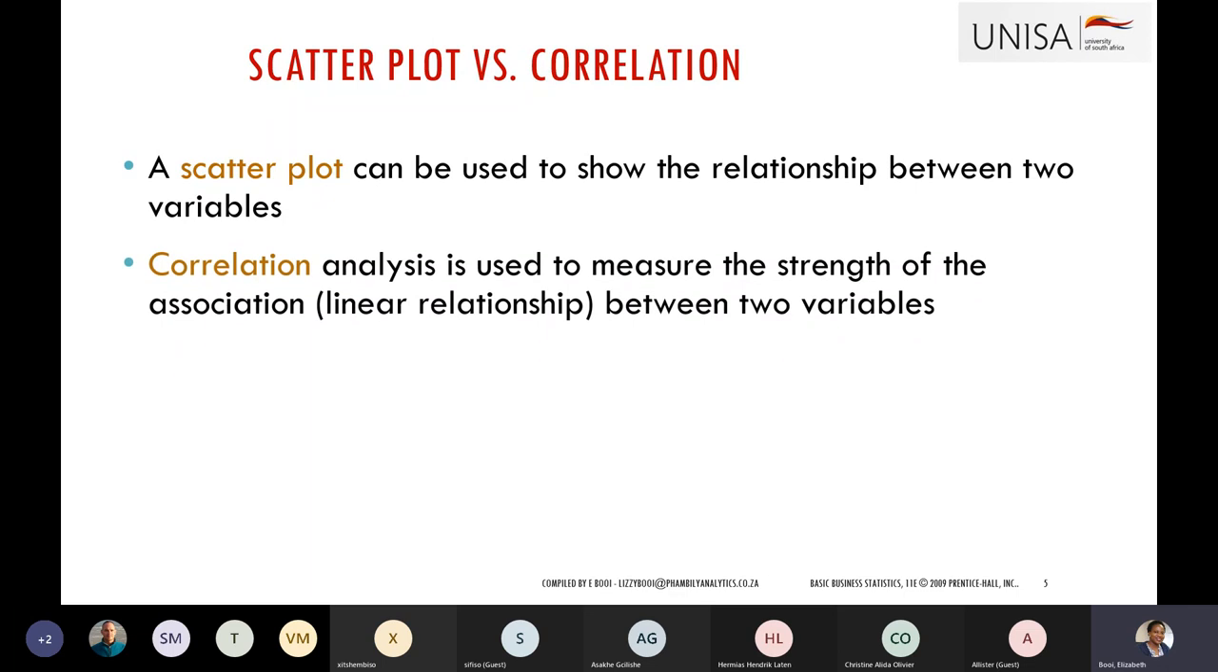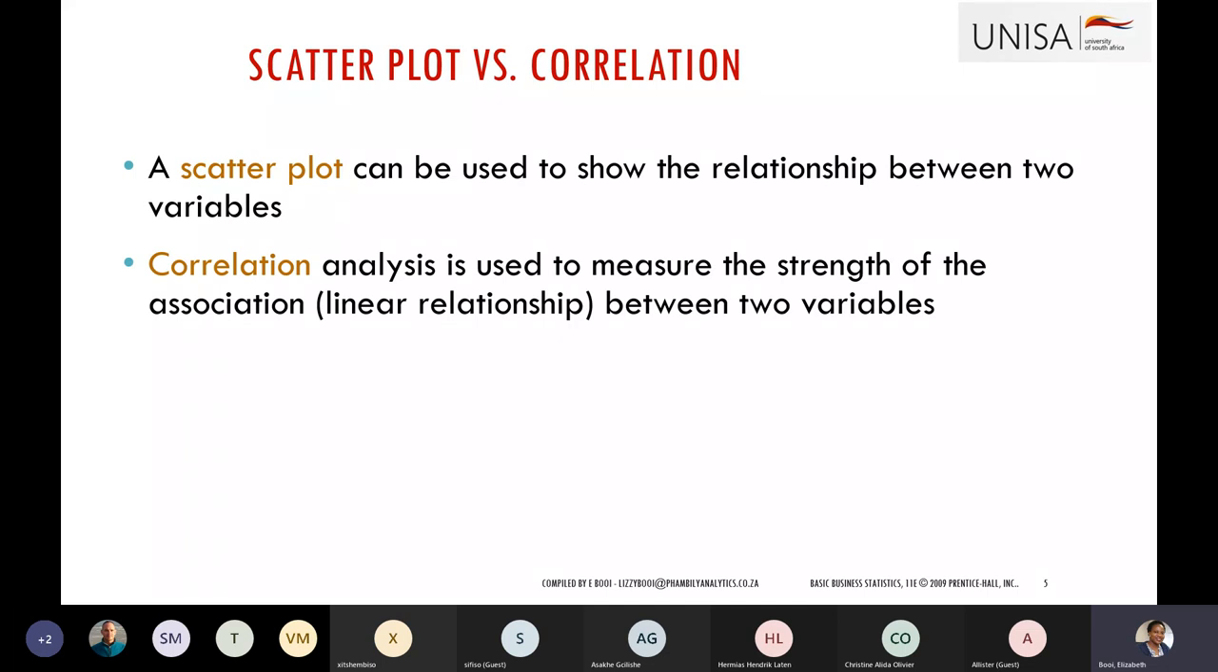Correlation, on the other hand, is a numerical value that tells you if there is a relationship between the two variables, and it can tell you two different things. When you calculate the coefficient of correlation, it can tell you the magnitude, or it can tell you the direction.